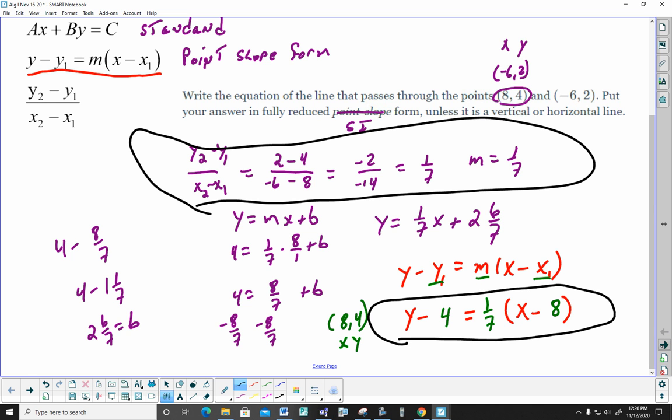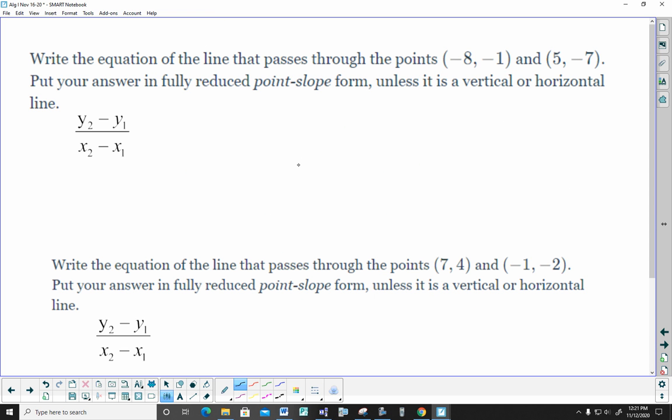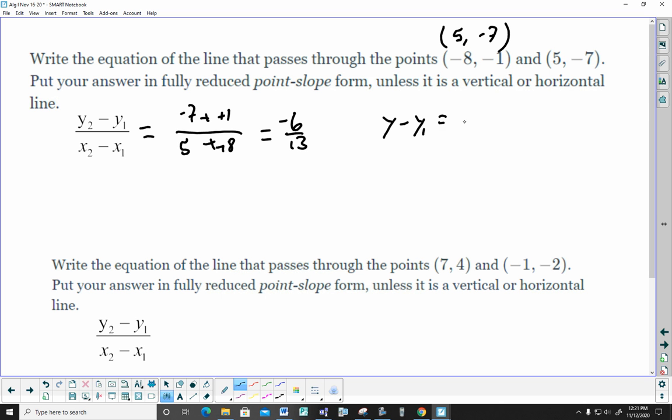Okay, so let's try another one. I'm going to write one above the other. 5, negative 7. So it's a coordinate. I'm going to fill this out. So I go negative 7, negative 1, 5, negative 8. That goes plus, that goes plus. So I have negative 6 over 13. That's your slope.